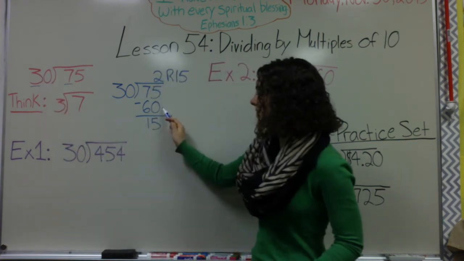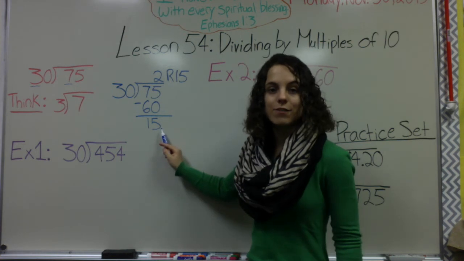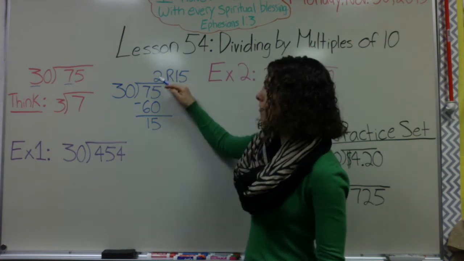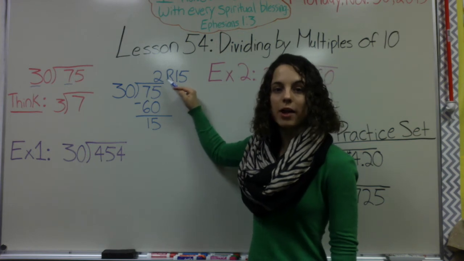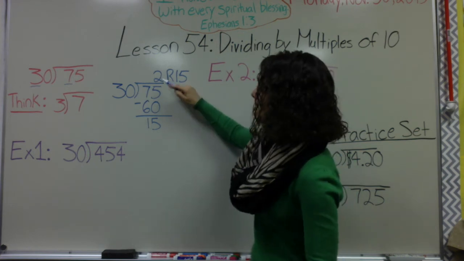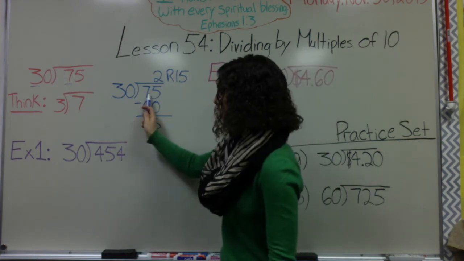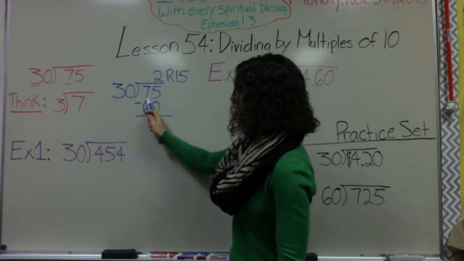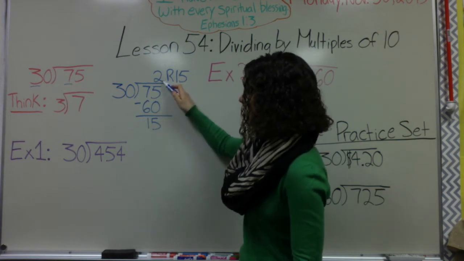So I subtract 60, 75 minus 60, and my remainder is 15. I have no other digits to bring down. And notice that my placement is important for my quotient. The placement is very, very important. The 2 does not go above the 7 because I didn't do 3 into 7. I did 30 into 75. Therefore, the 2 needs to go over that last digit, which is the 5.